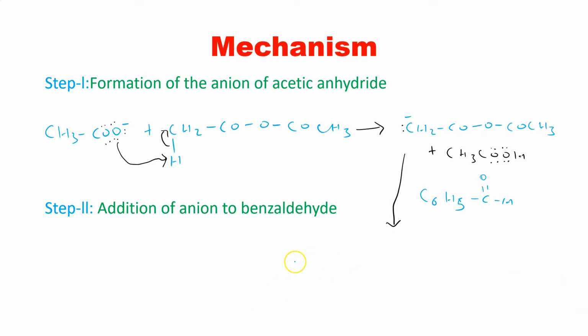Here it will give alkoxide ion. So the electron pair which is available on carbon will attack the carbon of benzaldehyde, that is the electron deficient carbon, and further there will be breaking of this oxygen and carbon pi bond, and this oxygen having two lone pairs of electrons will attack on the carbonyl carbon, and further it will form an alkoxide ion.